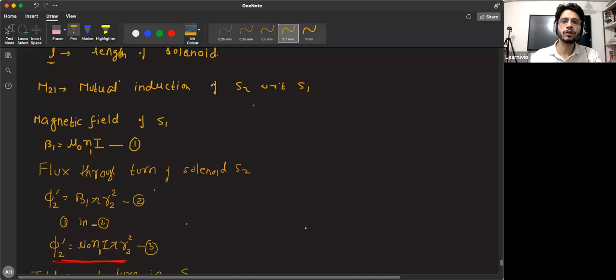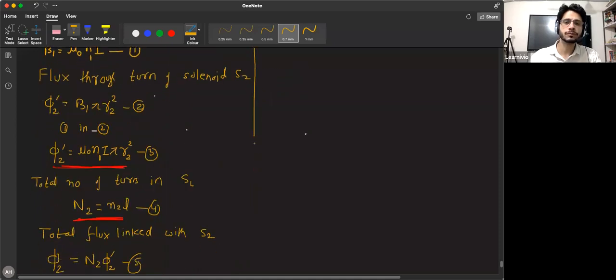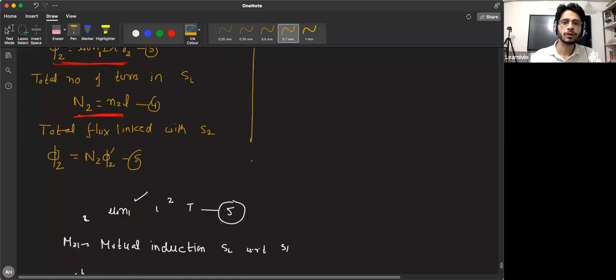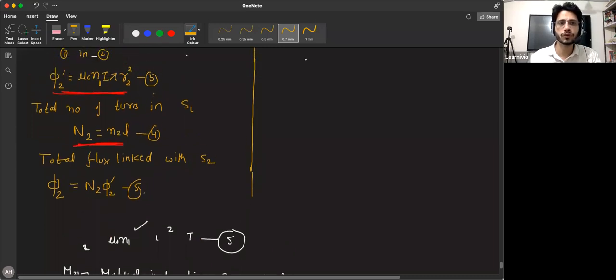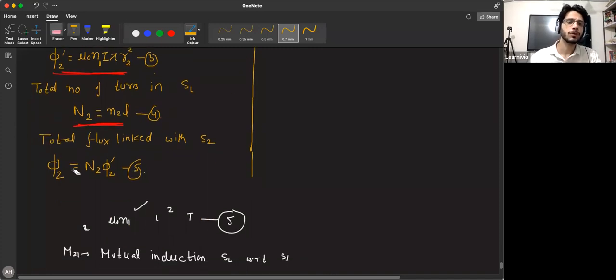Next, you can substitute 3 and 4 in 5. When you substitute 3 and 4 in 5, just one second.